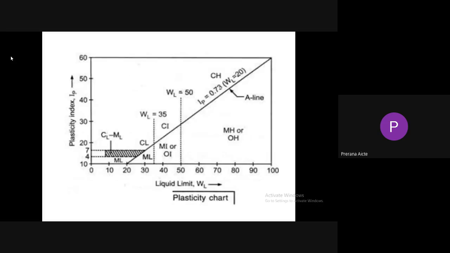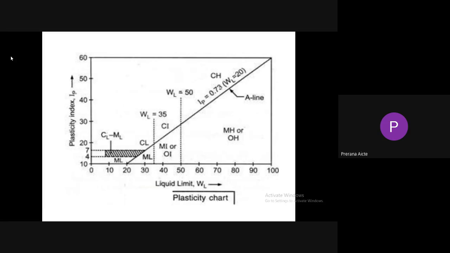In order to differentiate, we need to do the liquid limit test before oven drying and after oven drying. After oven drying, if the liquid limit is reduced by more than 25%, then it is called organic soil. Otherwise, it is called inorganic silt.